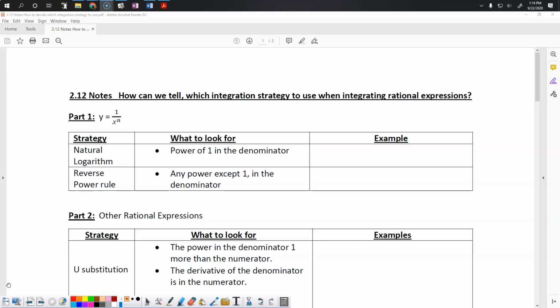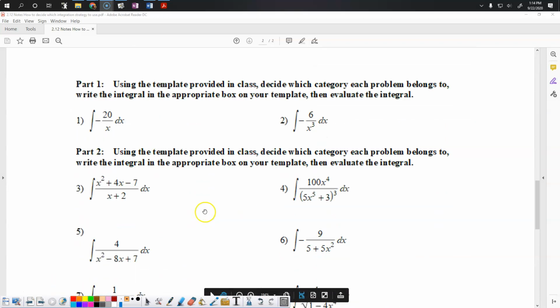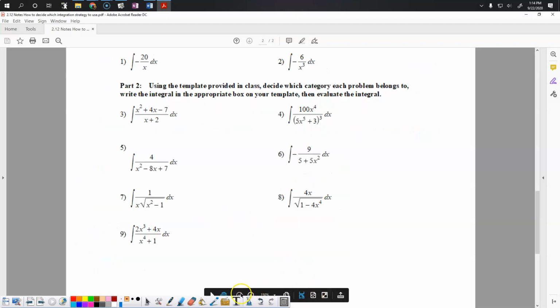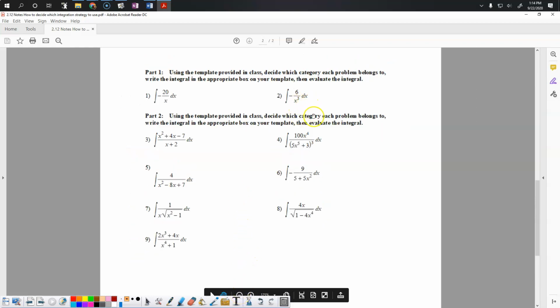So the purpose of this lesson 2.12 is to teach you guys how to take a big group of different types of integrals. If you take a look at your second page of your notes that we printed out today, all of these integrals are similar, but yet the way you do the integration is different. And so what I want you guys to do today is I'm going to be teaching you how you can tell what strategies to use and when to use those strategies, and also review the strategies with you.